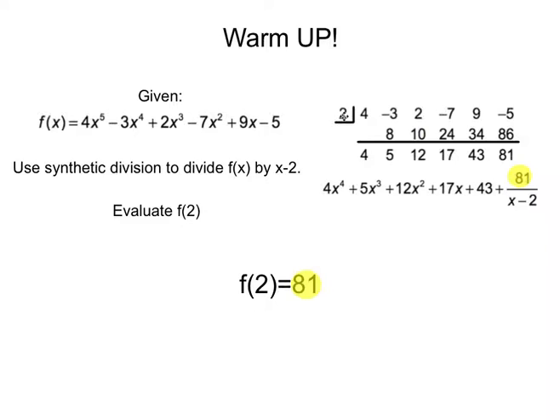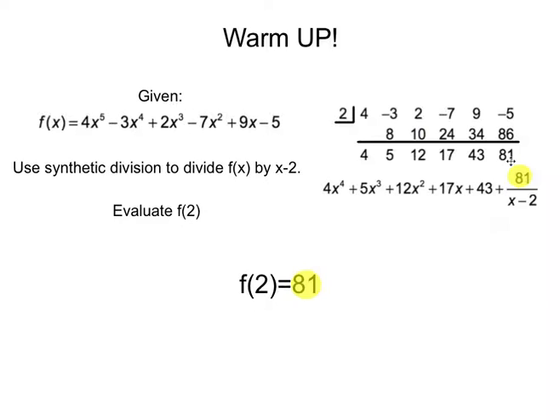Then I multiply the 4 and the 2. That's 8. And then I add down my column again. 5 times 2 is 10. That's what goes here. I add to get 12. I multiply again. That's 24. I add. That's 17. I multiply 17 times 2. That's 34. Add, get 43. Multiply, 86. Add, 81.